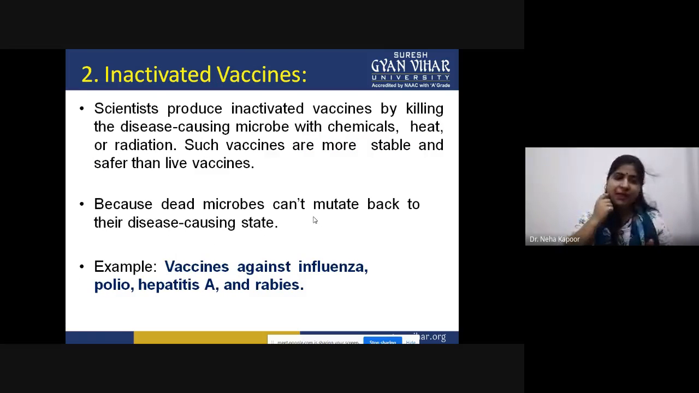The second class is the inactivated vaccine. As the name suggests, these are inactivated. The researchers or scientists producing such vaccines kill the disease-causing microbe, either by using chemicals, by heat treatment, or by radiation treatment. Such vaccines are quite stable and quite safe, because there is no danger of reverting back to the infectious state, as the organism is completely killed and cannot mutate back to the disease-causing state. Examples are vaccines against influenza, polio, hepatitis A, and rabies.